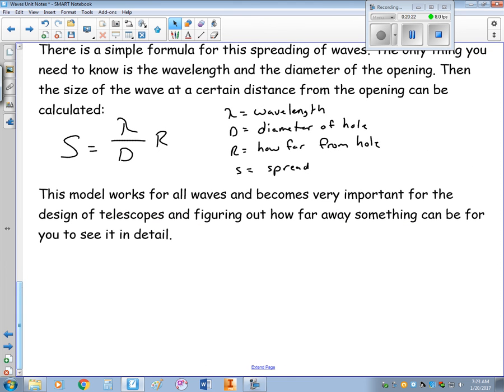And this model works for all waves, and it becomes very important for the design of telescopes and figuring out how far away something can be in order for you to see it with detail. So like spy satellites and things like that. All right, this concludes this unit.